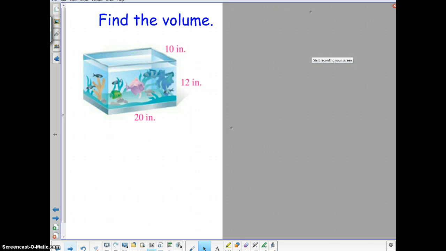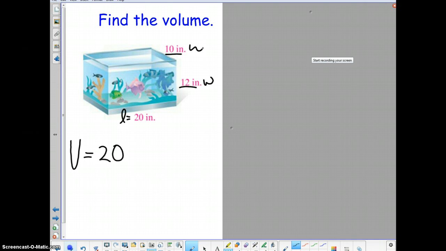Going through a couple of examples, I have this aquarium first. We need to find the volume of this aquarium. Volume is what we're finding, so V's out front. I'm going to make this the length. The length is going to be 20. I'm going to make this the width. The width would be 10 inches here, times 10, and our height would be this 12 inches there. So this would be the same as volume equals length times width times height.